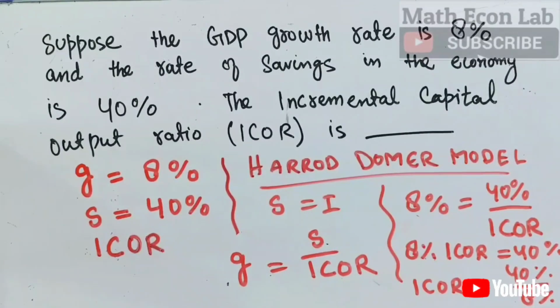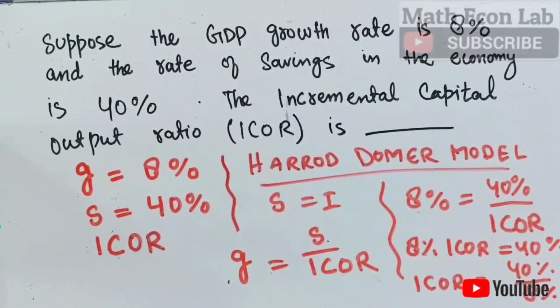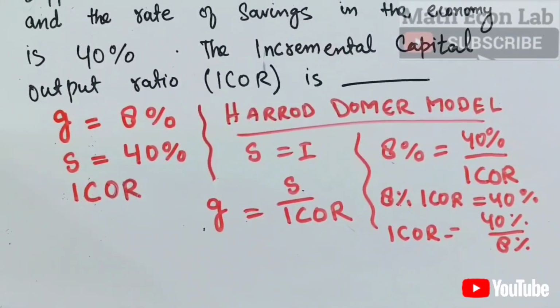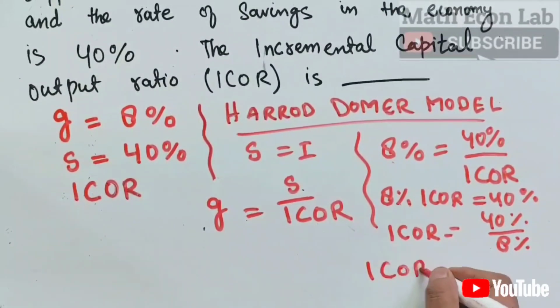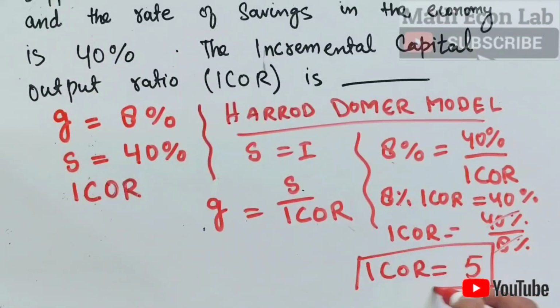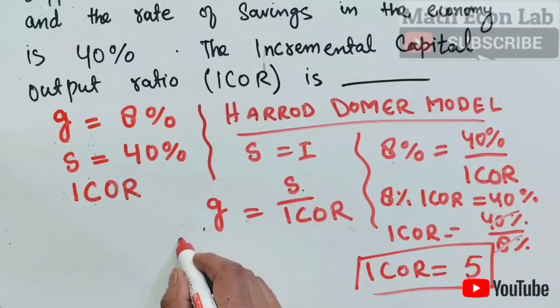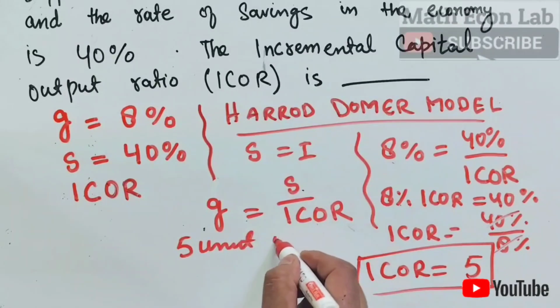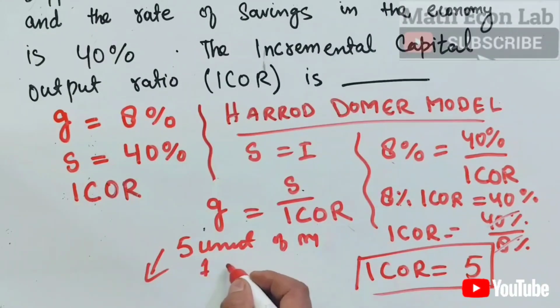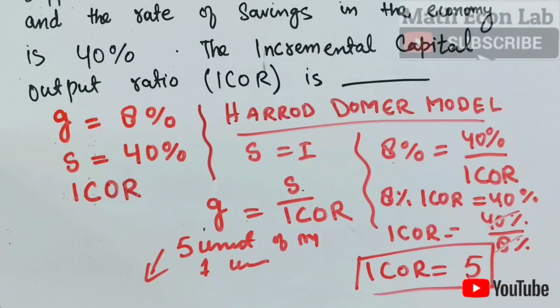Okay, so it should be like this. Okay, now ICOR will be equal to 8 5s are 40, that means the incremental capital output ratio for this economy is 5. Okay, it simply means ICOR means we need 5 units of money or $5 or 5 units of currency to make 1 more unit of output for the economy.